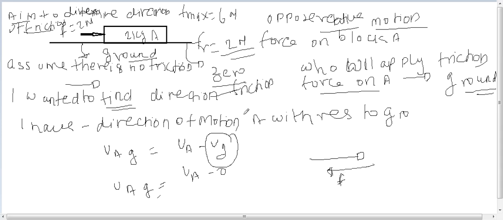In this question, at first look, it may be very easy to determine the direction of friction force, but this step is necessary to learn how to determine it in a big question. So we determined the direction of friction force on A. This direction will be the direction of friction force on A. Who has applied this friction force? The answer is ground.